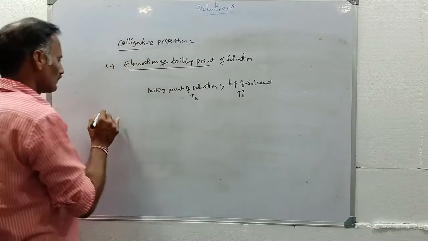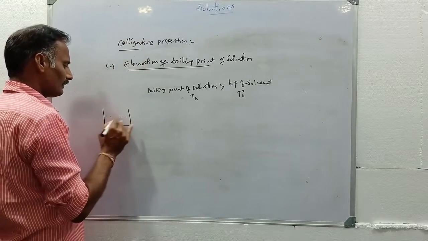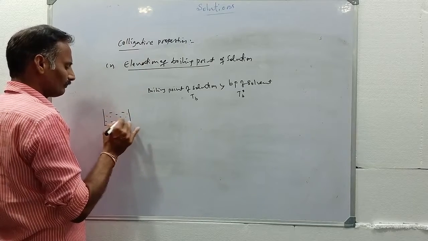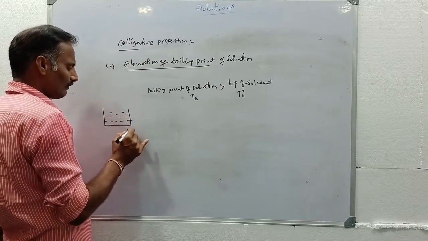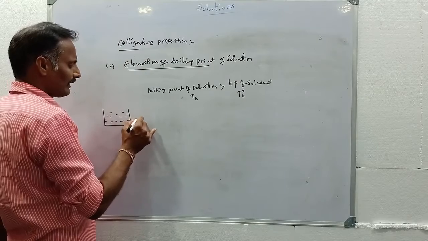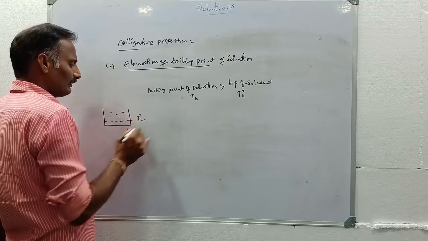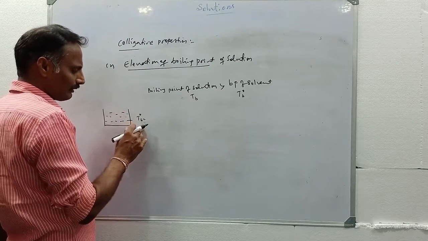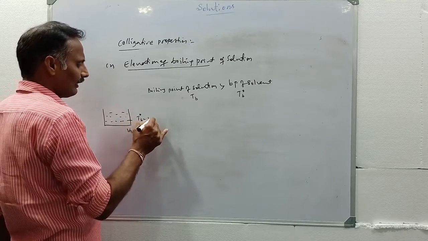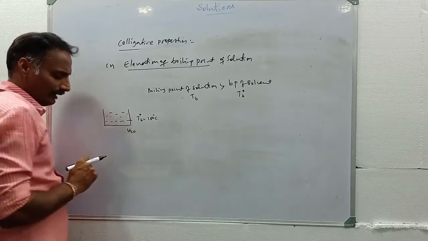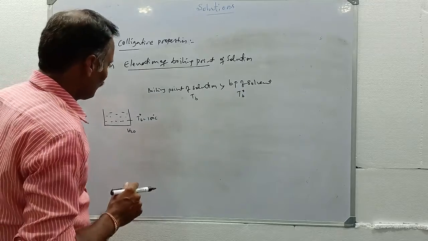Then this is called a pure solvent. For example, water is called a pure solvent, pure solvent H2O, and its boiling point is taken as T0B. Generally, what is the boiling point of water? The boiling point of pure water is 100 degrees Celsius at normal conditions.